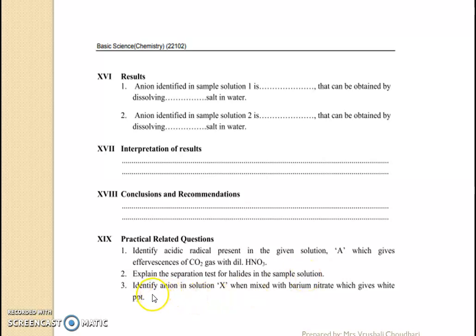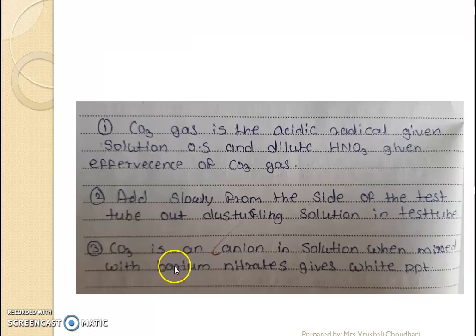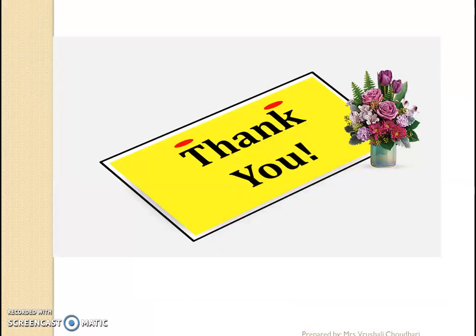Third question: identify the anion in solution X, which when mixed with barium nitrate gives a white PPT. What is that? This is the wrong answer. If SO4 2- is present, it will give white PPT with barium nitrate.